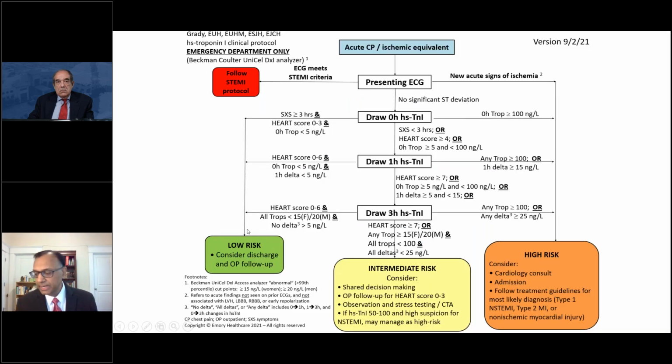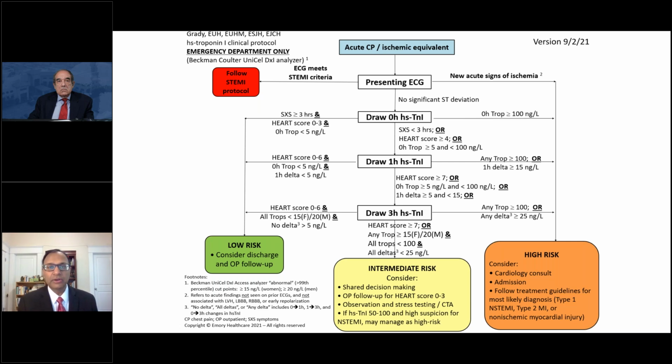Now I'll spend a couple minutes on this slide. It looks busy, but I'll break it down for you. This is the protocol for acute chest pain that we use in the emergency departments at Emory Healthcare. I want to draw your attention to a couple of things at a high level first. This is not a troponin only algorithm.